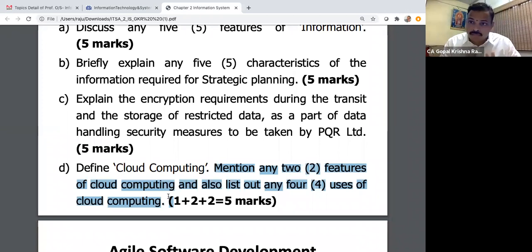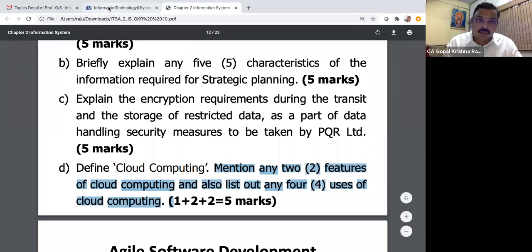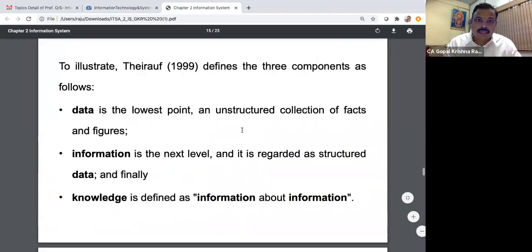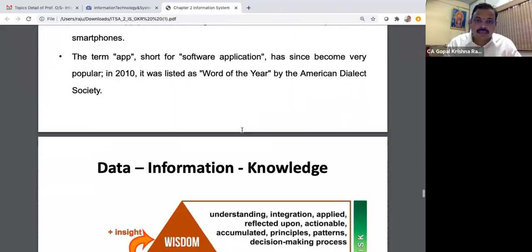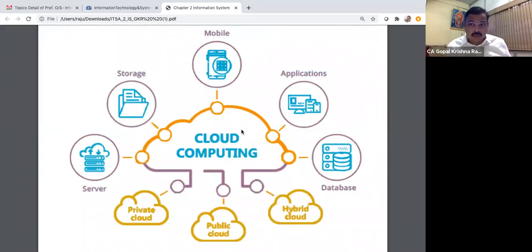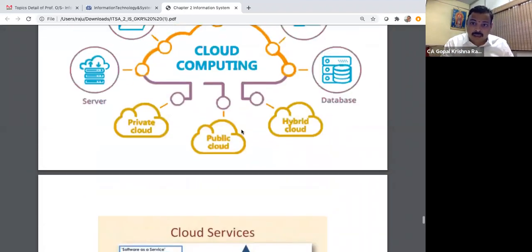So don't just jump in. Whenever you read, use a notebook and a pen and note points. For example, cloud computing: what are the points you need to write about cloud computing? Let me first explain and then we'll go into it. Now, please look here, guys. Agile, analytics, data, mobile application, cloud computing. In cloud, another question they may ask is with respect to cloud services. That is the next point that I will explain one by one.